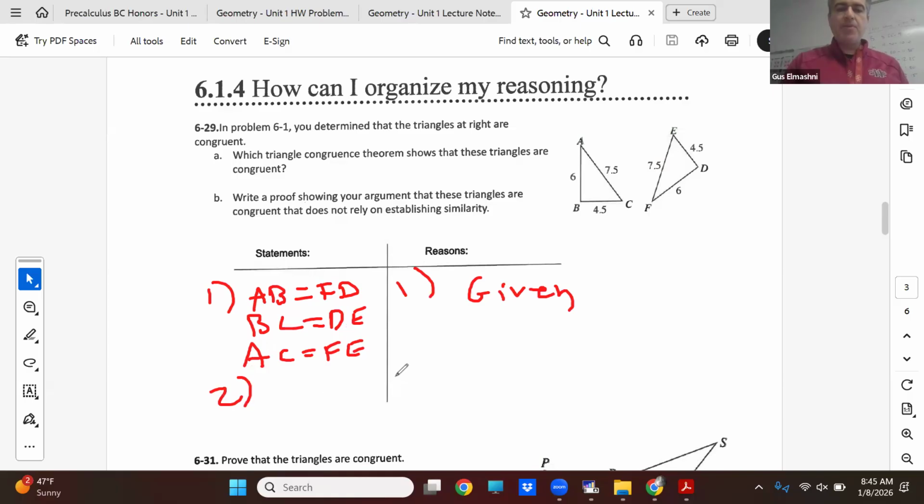And because all three pairs of sides are the same, can we say the triangles are congruent when all three pairs of sides are the same? And for what reason? There we go. Done. So triangle ABC, make sure you state it in the right order, is congruent to triangle FDE.